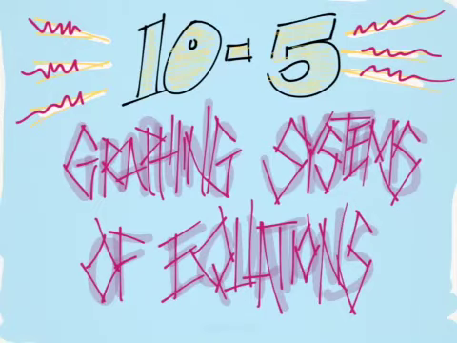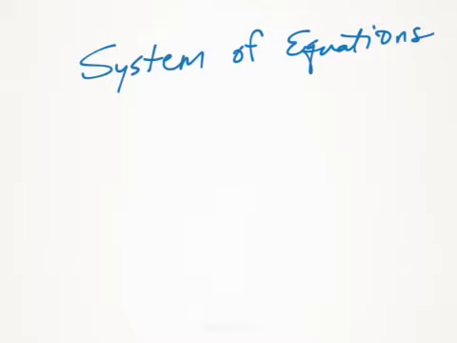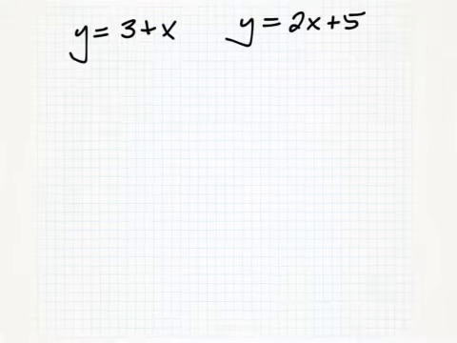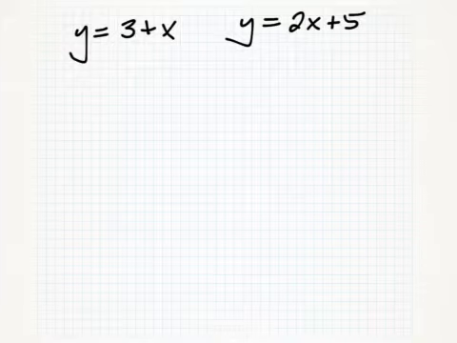We're graphing systems of equations. A system of equations is nothing more than a set of two or more equations. So we've been dealing with one equation, now we're going to deal with two equations. Now, one way that you can solve for these equations is to graph both equations on a coordinate plane, and wherever they intersect is the solution.